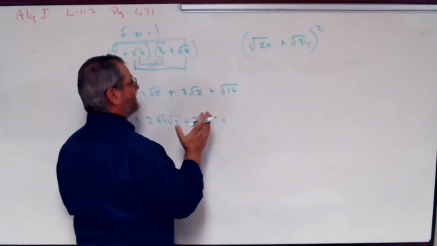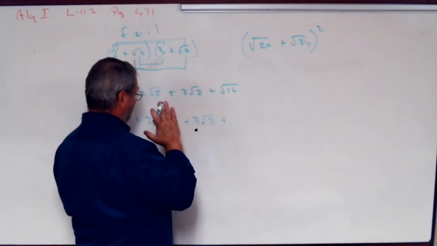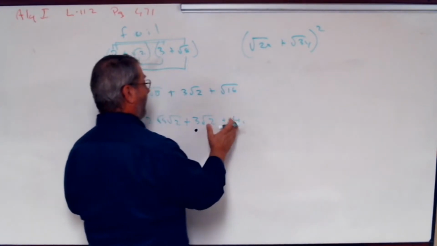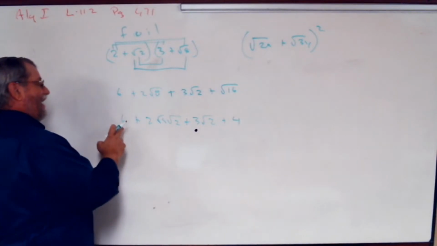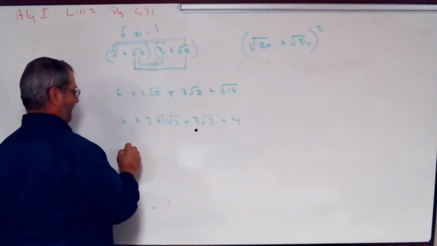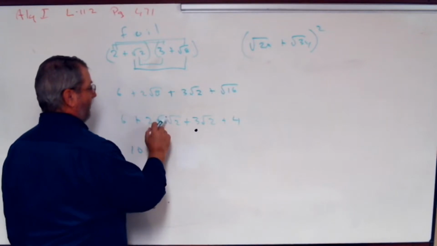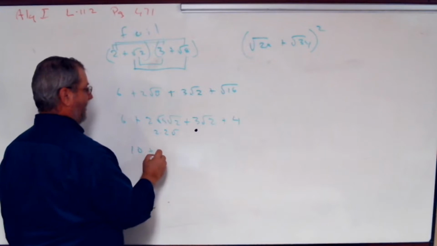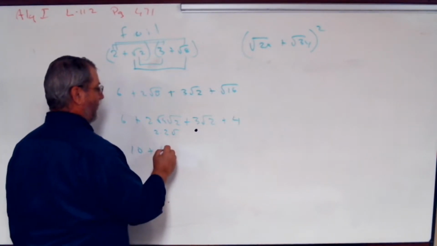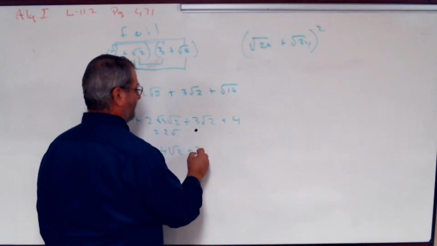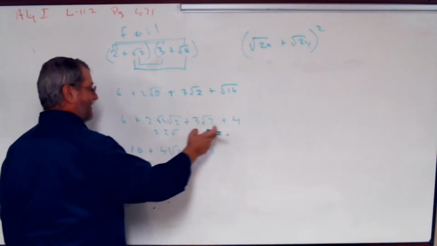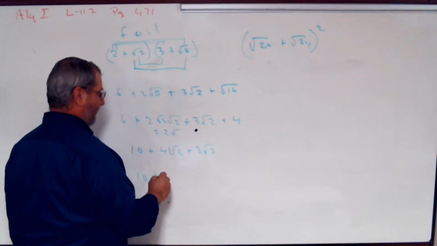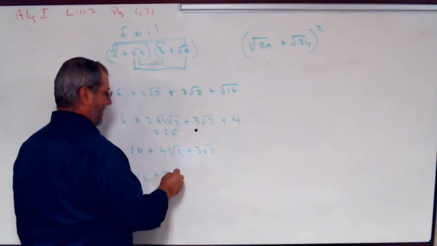Now help me here. The square root of 16. The square root of 16 is not radical 4. The square root of 16 is 4, the number 4. All right? 6 plus 4 is 10. The square root of 4 is 2, so 2 times radical 2. This is plus radical 4 radical 2 plus 3 radical 2. We've already added the 6 and the 4. All right? 10 plus. There's 4 radical 2, 3 radical 2. That would be somewhere in the vicinity of 7 radical 2.